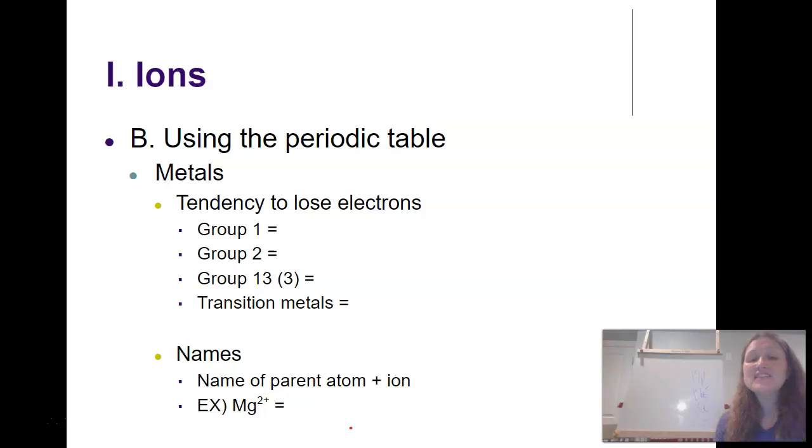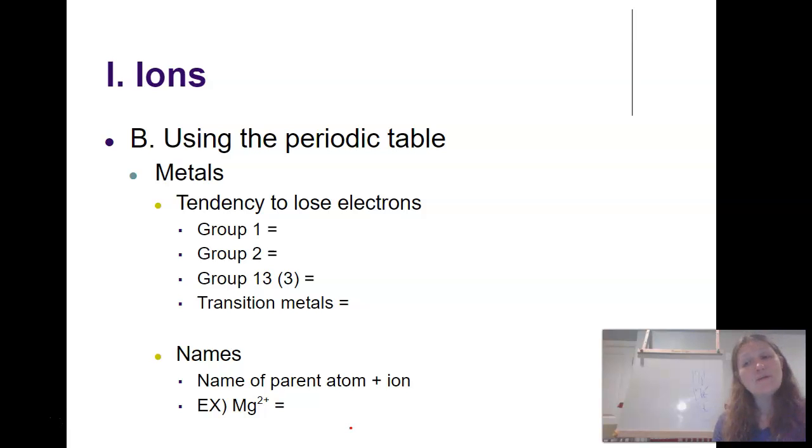And we see that these have a tendency to lose electrons. So remember, it's all based on valence electron number. These elements tend to have 1, 2, 3 valence electrons, okay? And our elements are actually very, very lazy. They want to do the easiest thing possible for themselves.